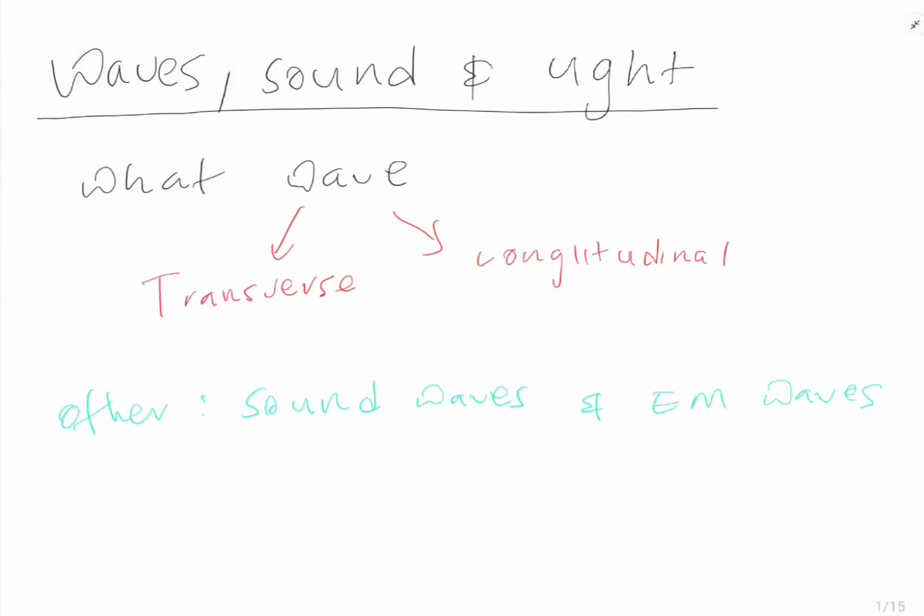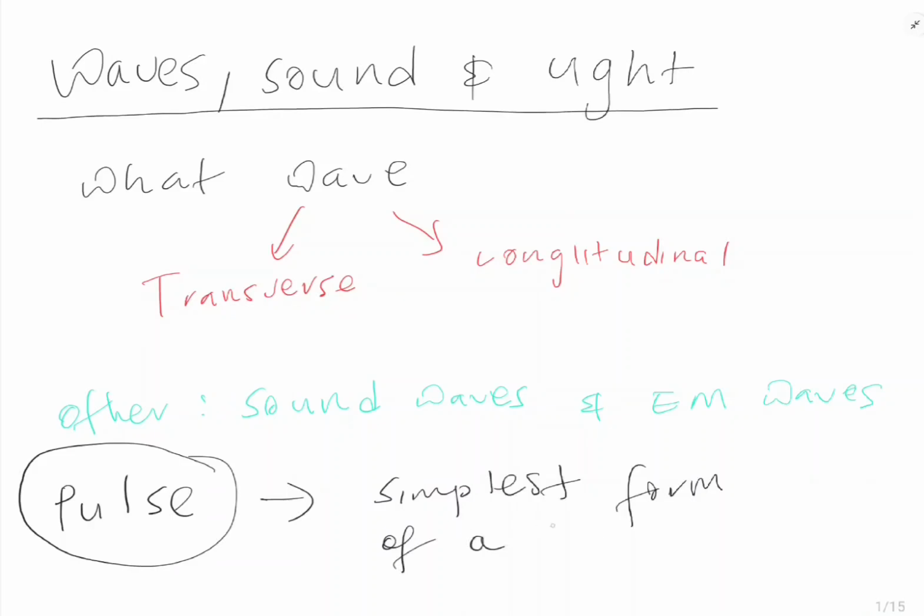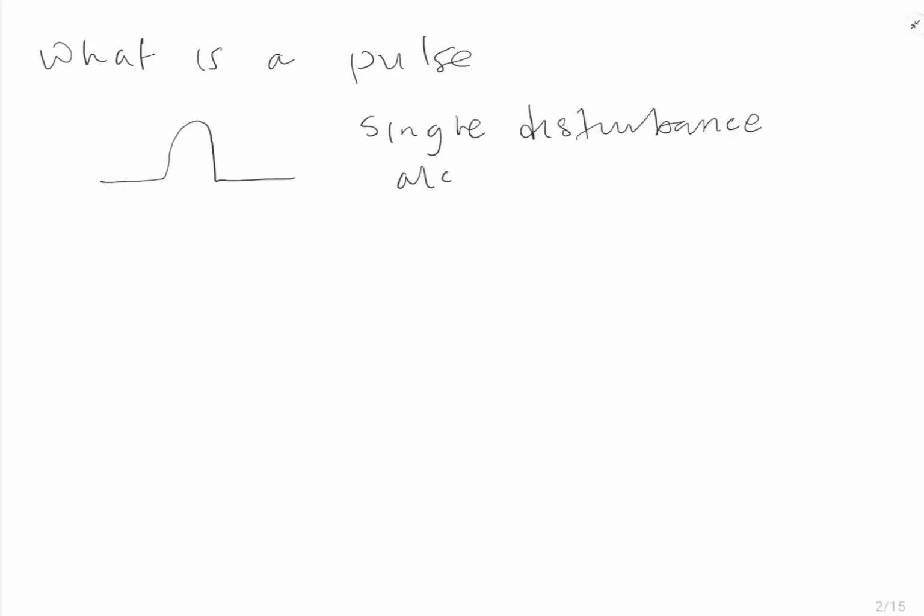So we need to know how to define what a wave is, or rather, know what a wave is to begin with, right? And one of the ways that we can understand this is by first defining a pulse. This is, I would say, the simplest form of a wave. So what a pulse is, first of all, is simply a single disturbance along a medium. So just write it down. Single disturbance along a medium, and this medium could be anything.